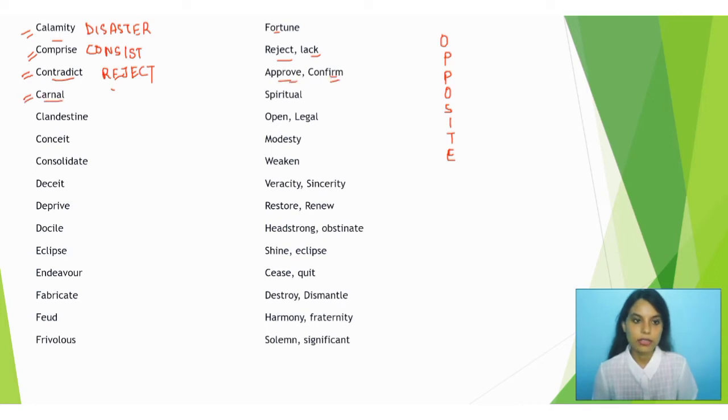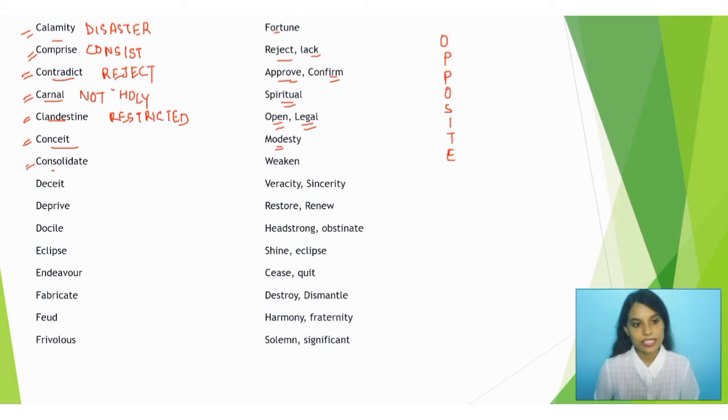Next we have carnal. Carnal means not holy, or not spiritual. And the opposite is spiritual. Next is clandestine. Like restricted, not very open. Clandestine. And the opposites are open and legal. Next, conceit. The opposite is modesty.